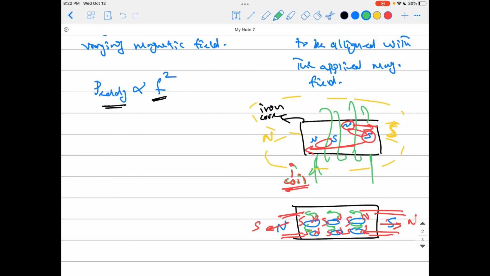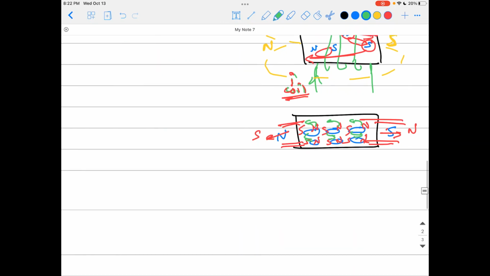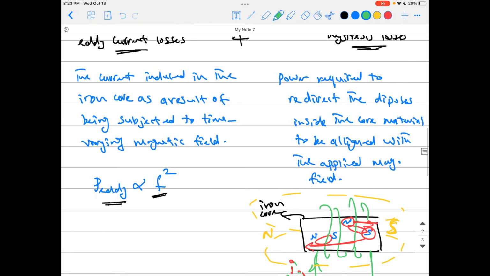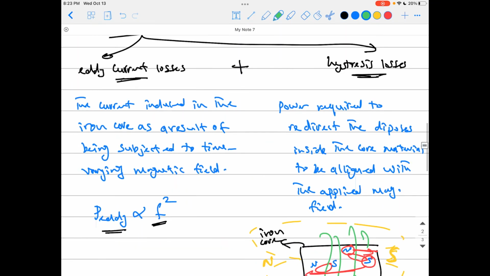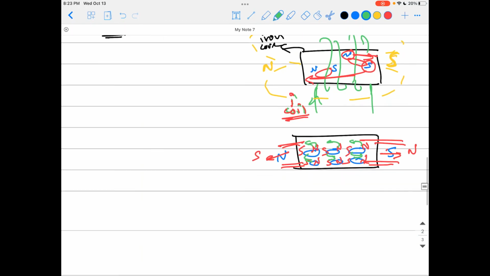Okay, guys? So you need some energy to cause those dipoles to align with the external magnetic field each time. And this is taken from the power you're inputting to the system. It's part of your losses. Okay, guys? So those are your core losses, the eddy current and the hysteresis.